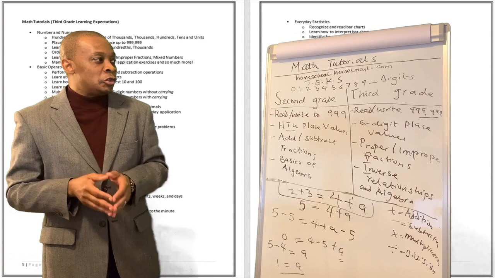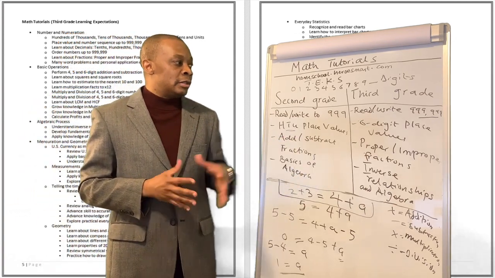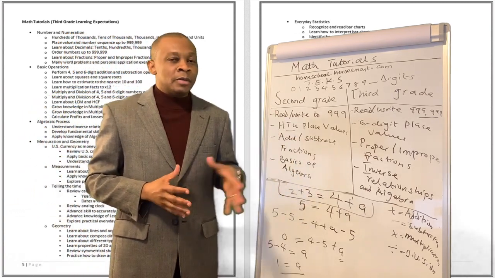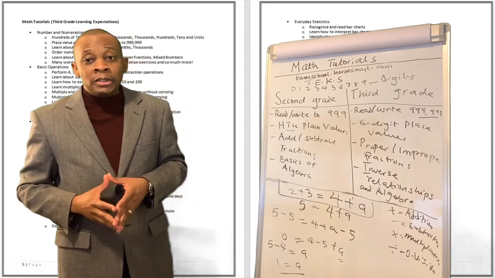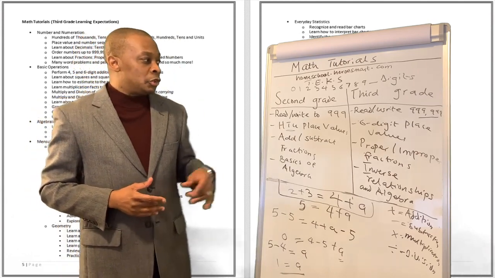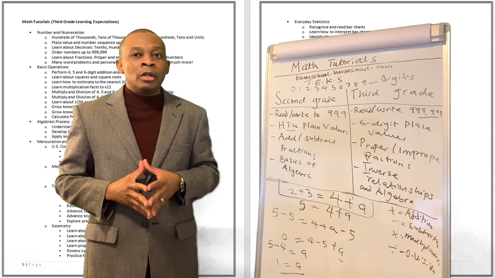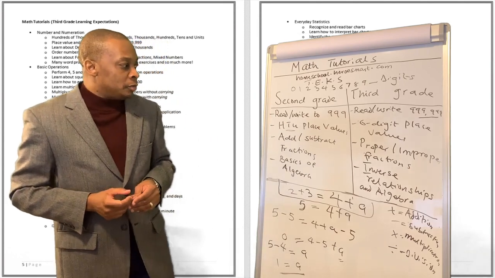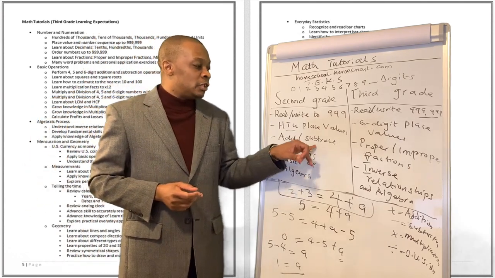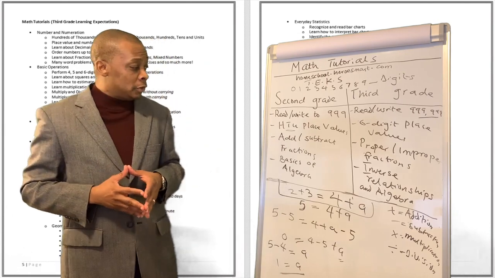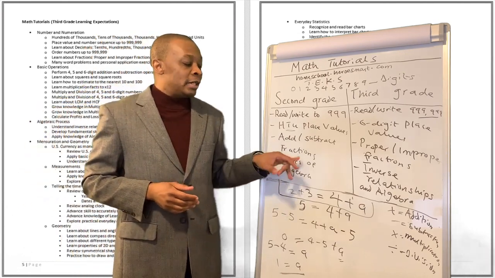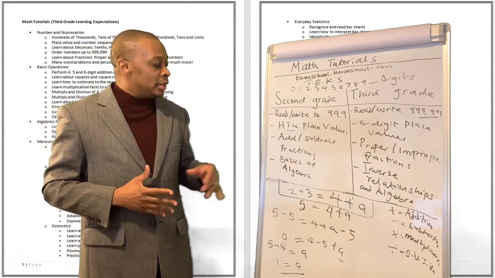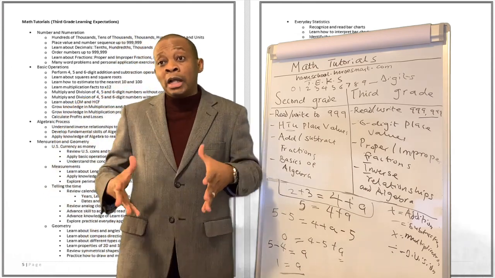And I want to thank you for joining me. So we talked about 2nd grade learning expectations and 3rd grade learning expectations. In 2nd grade, your 2nd graders should be able to count up until 1,000. They should be able to do addition and subtraction of 3-digit numbers.